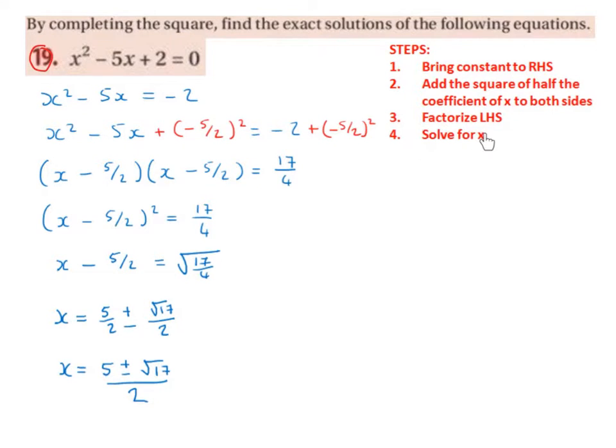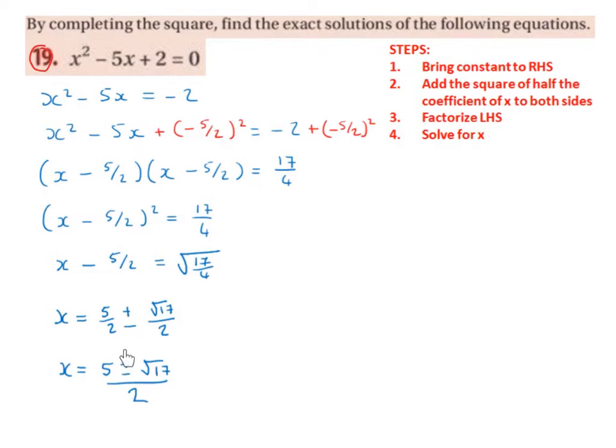So now we need to solve for x. So x minus 5 over 2 multiplied by x minus 5 over 2 is the same thing as x minus 5 over 2 squared. We bring the squared over the equal sign, it becomes a square root. We bring the minus 5 over 2 over the equal sign, it becomes plus 5 over 2. So we have x equals 5 over 2 plus minus root 17 over 2. So that's going to give us x equals 5 plus minus root 17 all over 2.